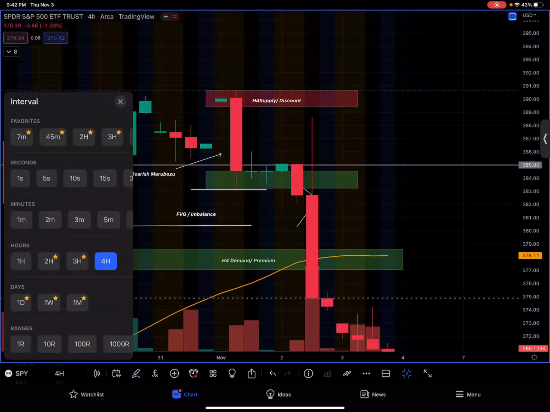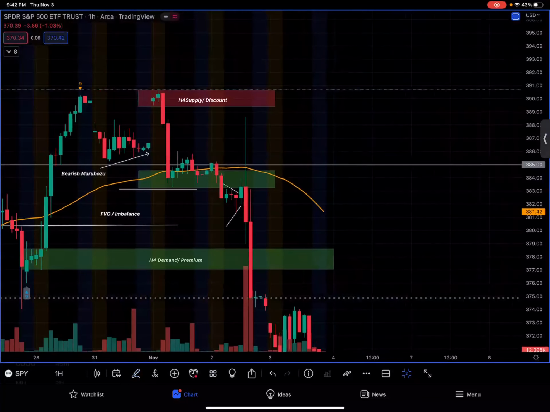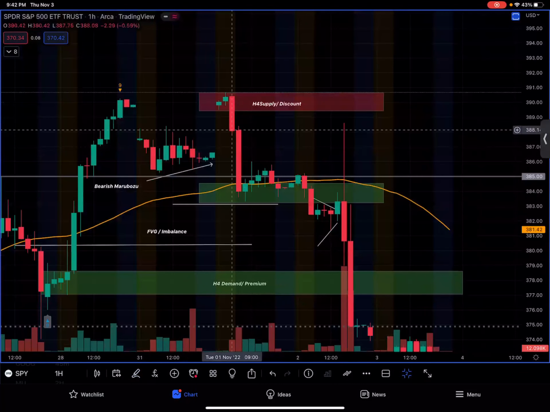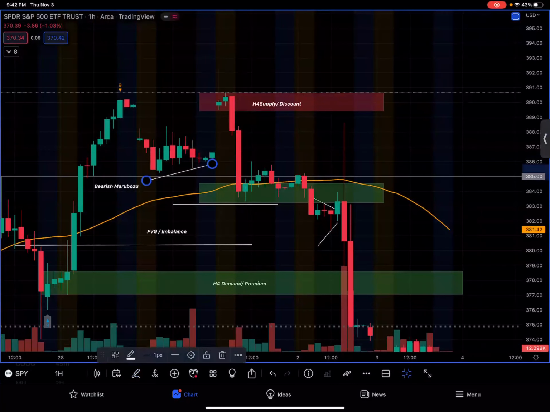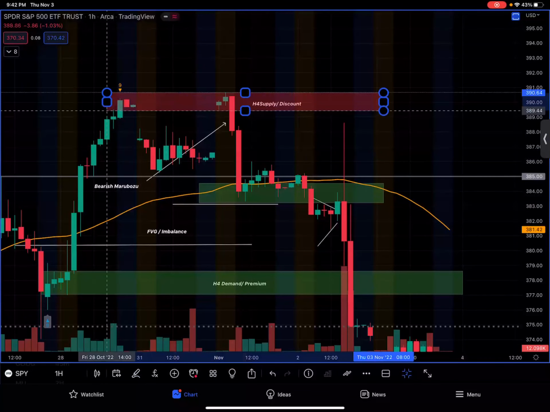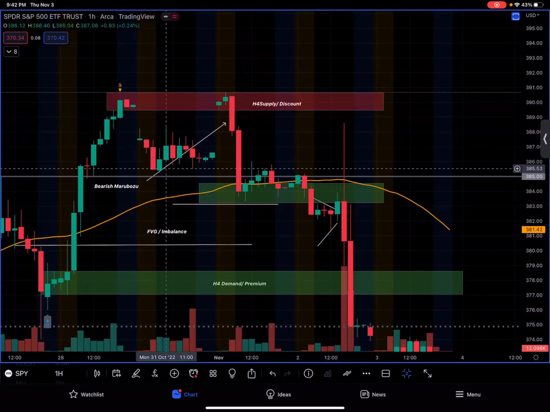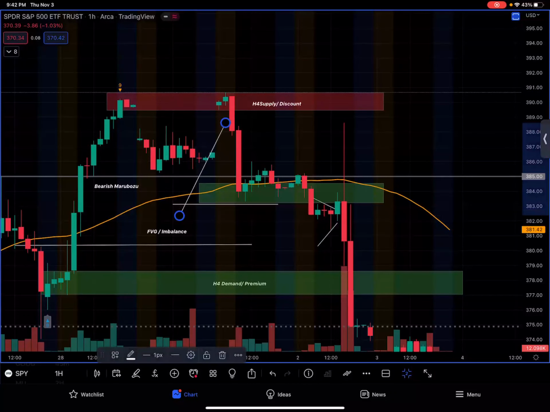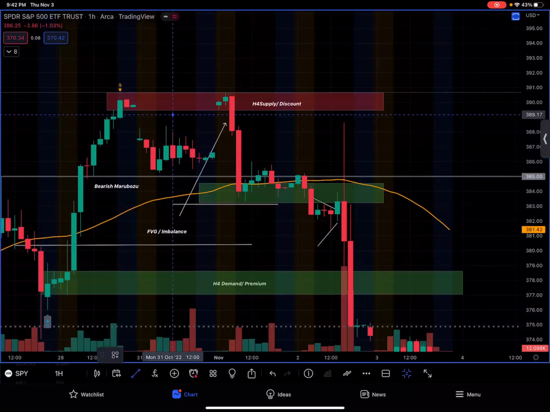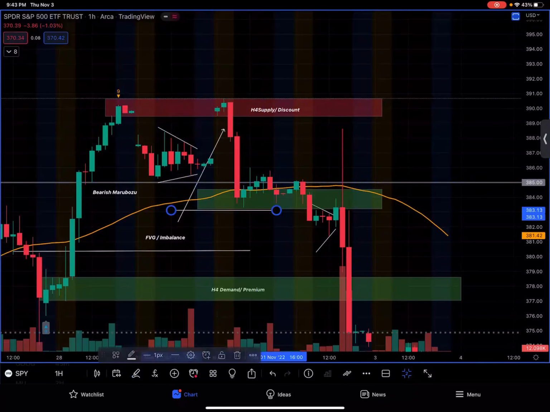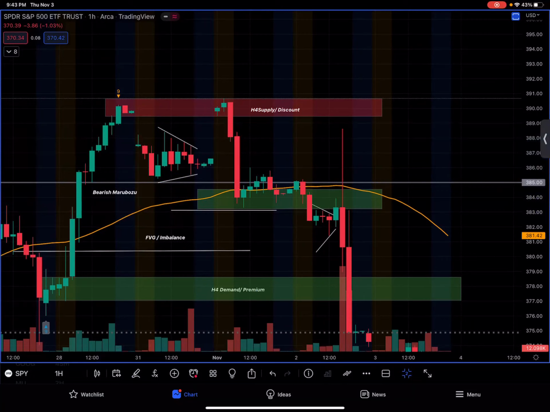And now when we go to the 1 hour and see what happened during our FOMC meeting, we had aggressive selling pressure at our supply zone the day before. Price gapped down, right? Created a symmetrical triangle. You have liquidity above and below.